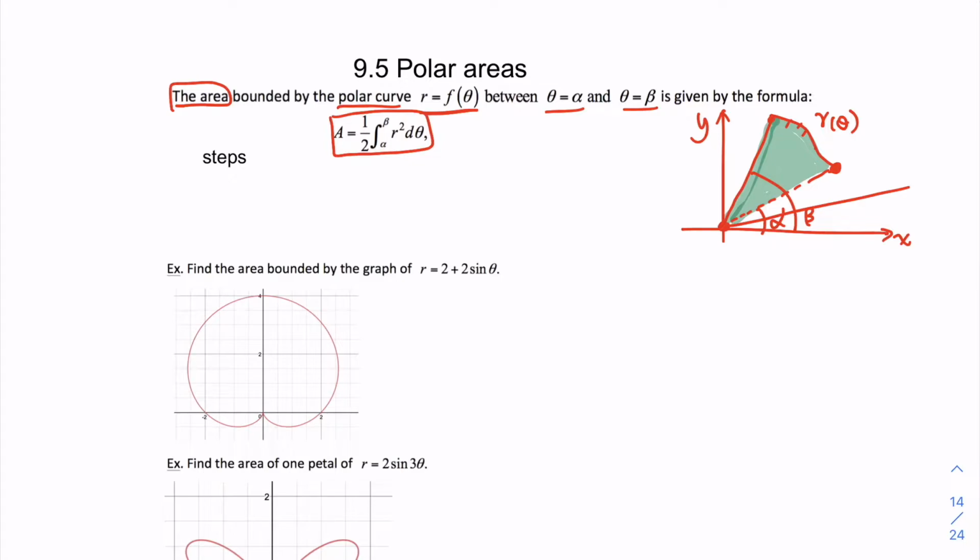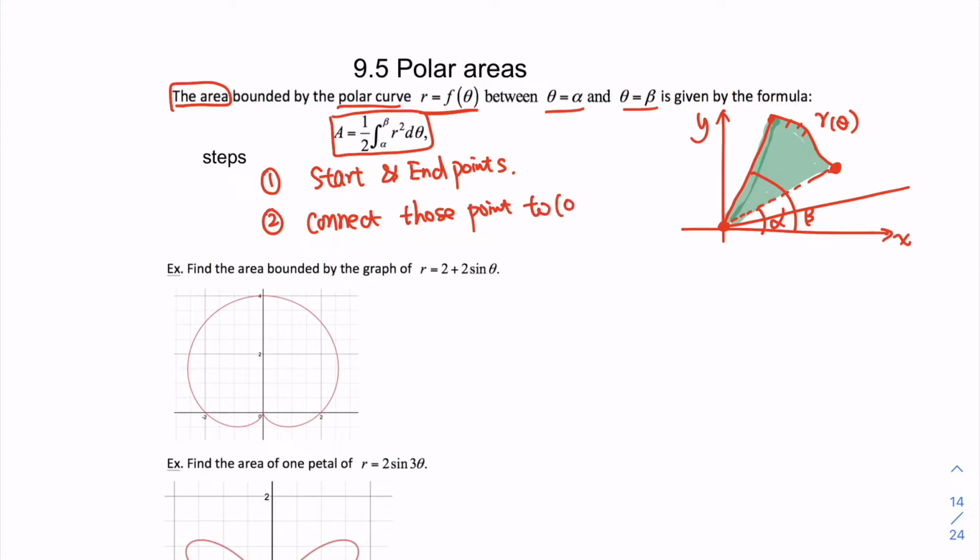So first, you have to decide the start and end points, and then you are going to connect those points to the origin, 0, 0, to find alpha and beta, where you start and where you end.